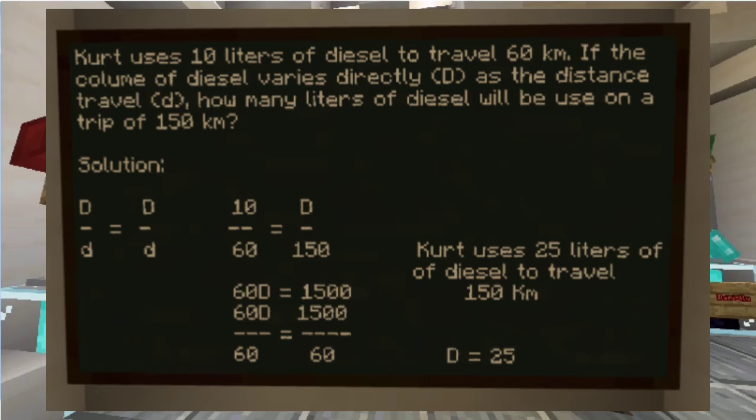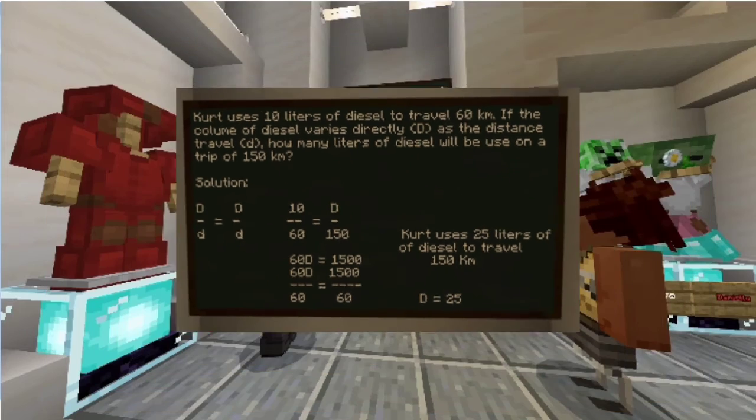Divide both sides by 60: 60D and 1,500 over 60, cancel out 60D, divide 1,500 by 60. So, D is equal to 25. Kurt uses 25 liters of diesel to travel 150 kilometers.